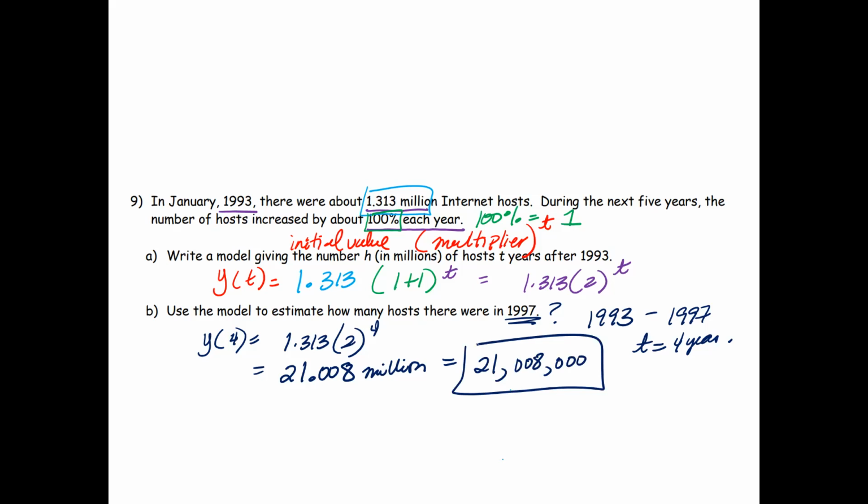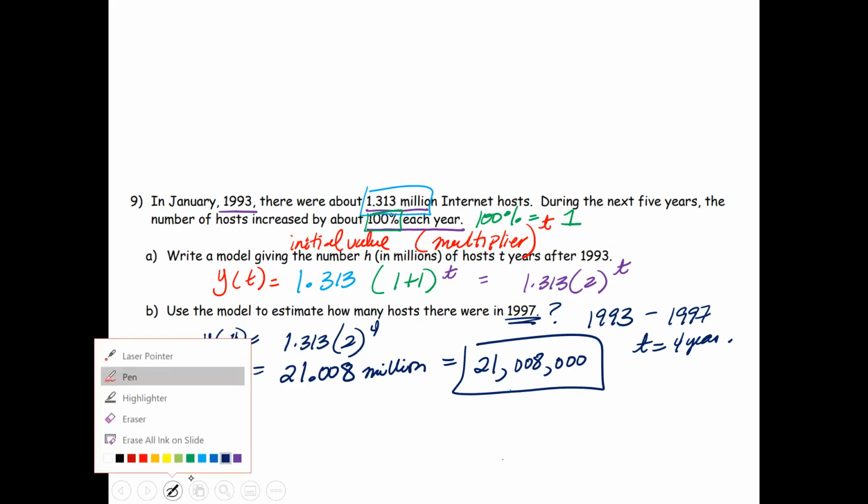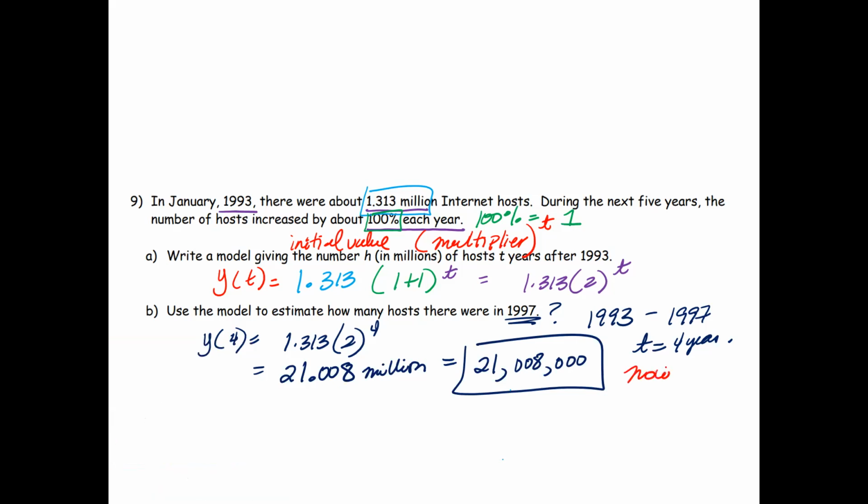In just those 4 short years, you went from 1 million to 21 million. So obviously people are definitely using the internet a lot more. But if I were to go a little bit further with this, how many internet hosts do you have now? How many years do you have between 1993 and 2022?